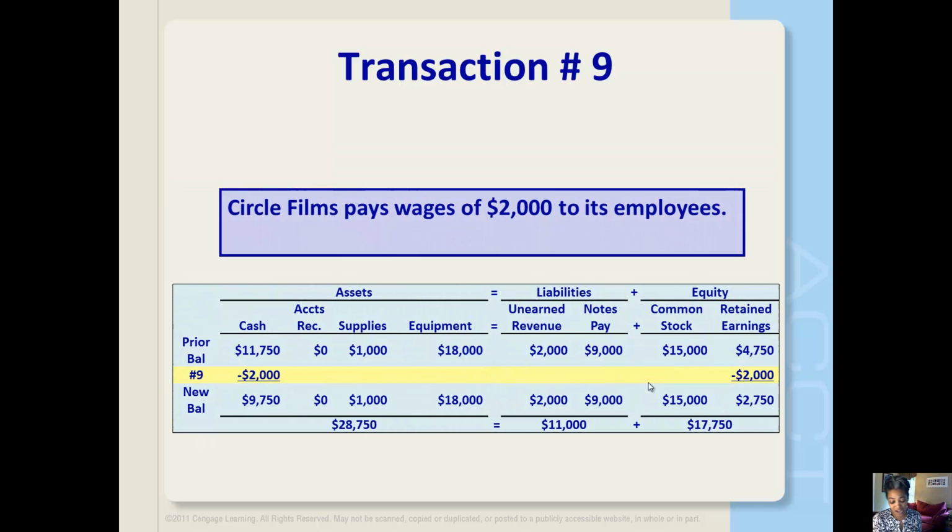In transaction number 9, Circle Films cash is decreasing by $2,000 because they're paying out that much in wages, so their assets are decreasing. Remember, cash is an asset. Since the payments are an outflow of assets from operating the business, the payments are an expense, which is a reduction to equity. So therefore, equity is decreasing while cash is decreasing.